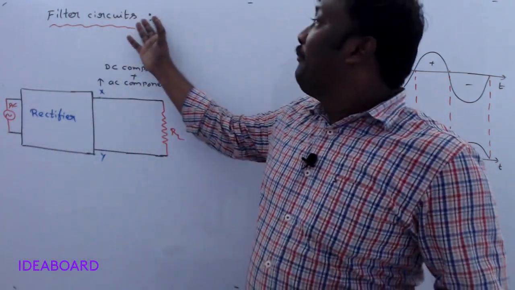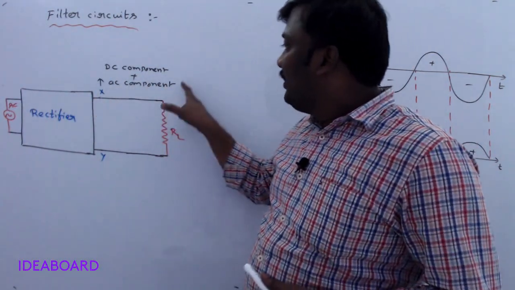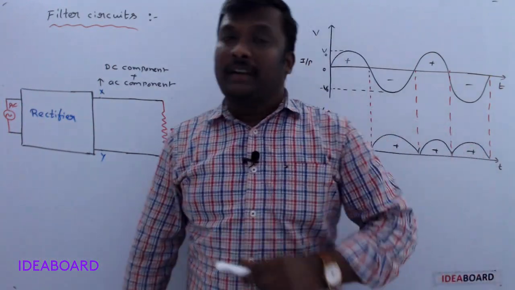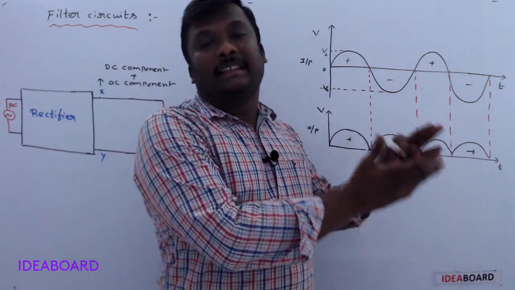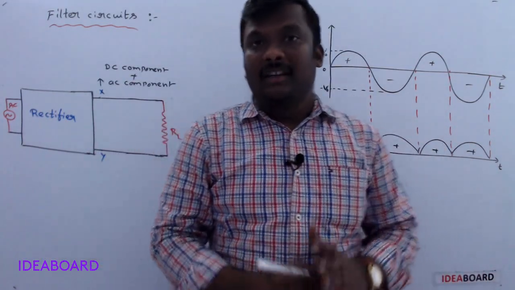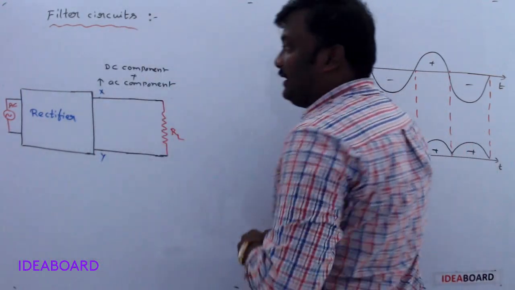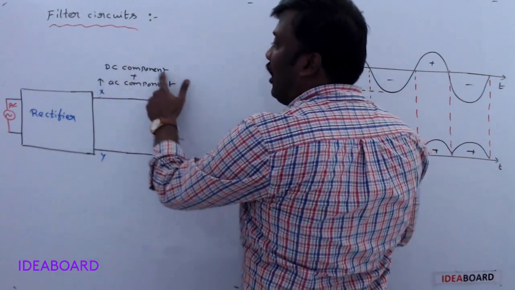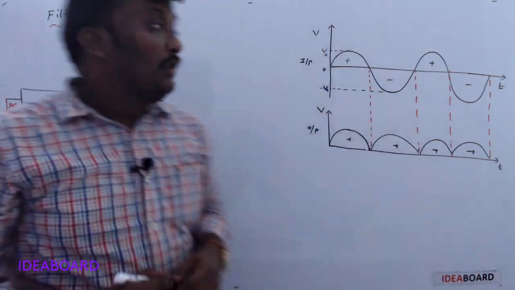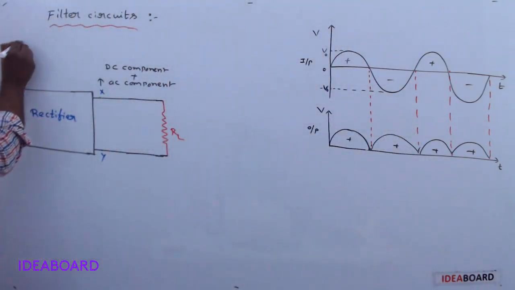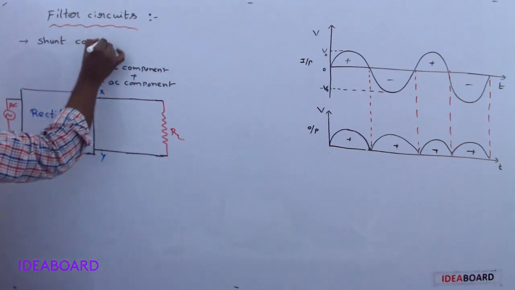So the main function of the filter circuit is to remove the AC component from the output of the rectifier. Then we have only the DC component, which means a steady DC can be obtained. Understand? So what is the purpose of using filters? The purpose of filters is to remove the AC components from the output of the rectifier. First of all, we may discuss one filter named the shunt capacitor filter.